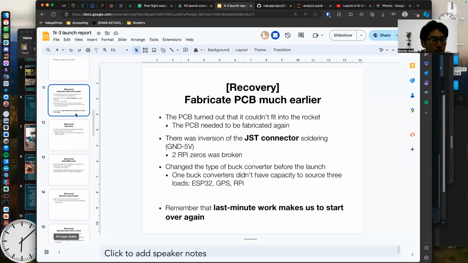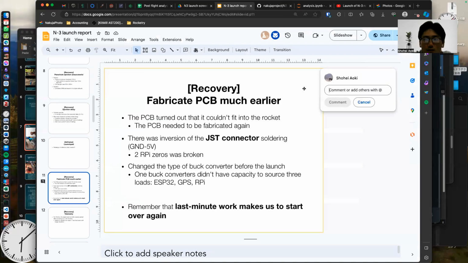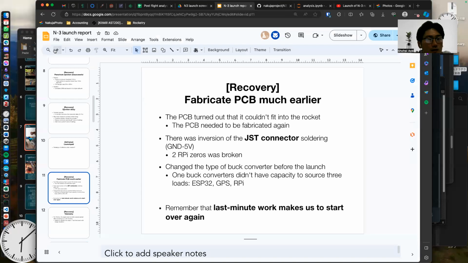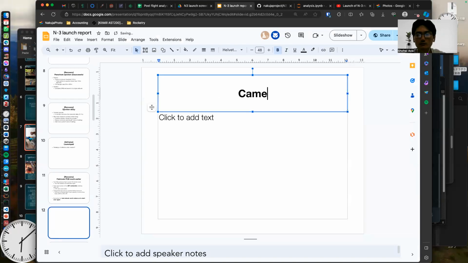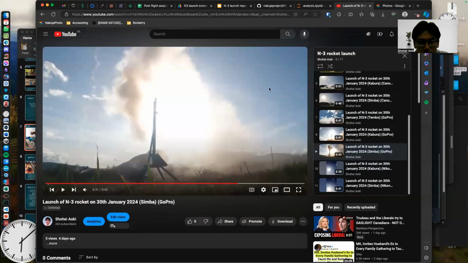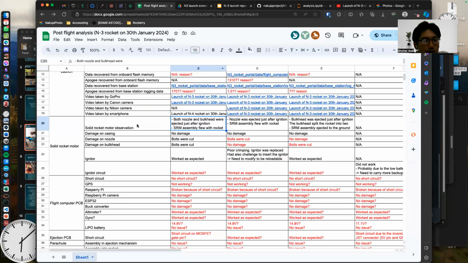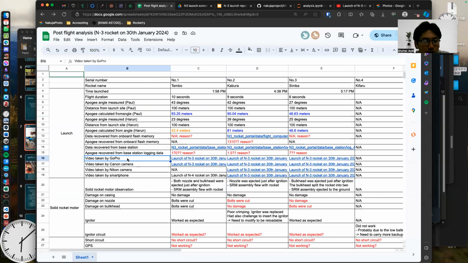I also wanted to add about this shooting. Okay, so I uploaded all of my shooting, the videos. There are 4, and it is listed on this Excel sheet. Like a video which has been taken by GoPro, a Canon camera, a Nikon camera, and my smartphone. So these are the links. So if you want to see the actual flight, you can watch it.